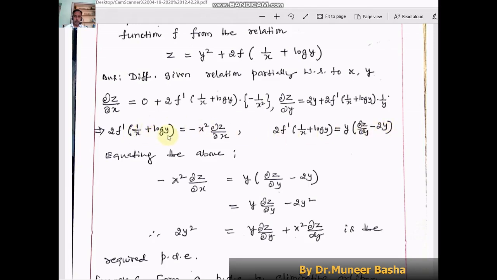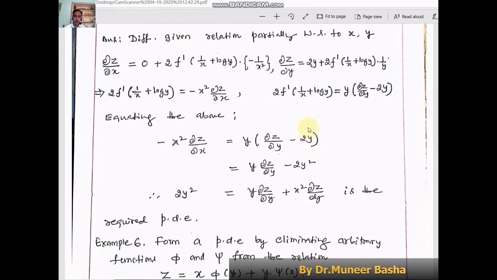So now these equations have the same left hand side, therefore we can compare them. On comparison, minus x square dou z by dou x is equal to y into dou z by dou y minus 2y. So simplify this, you will get 2y square equals y dou z by dou y plus x square dou z by dou x, which is the required partial differential equation, and this does not contain the arbitrary function f or any other constants a, b, c like that.